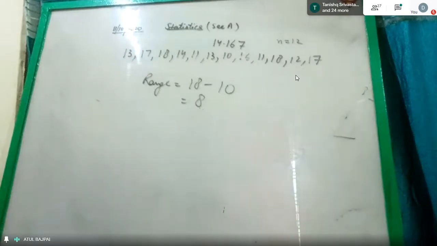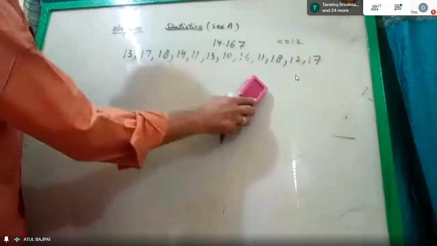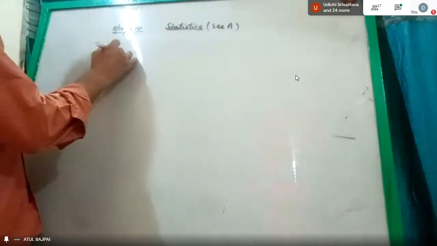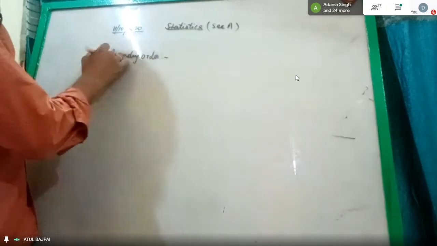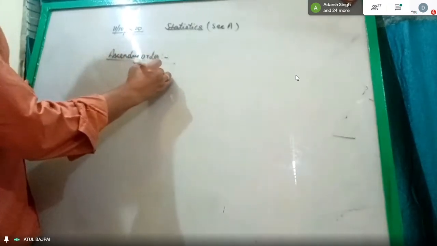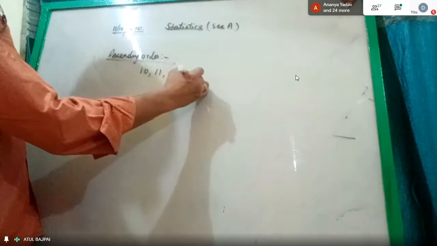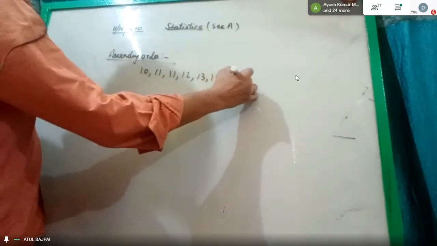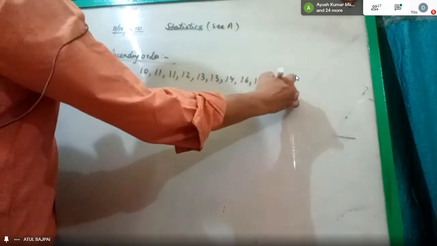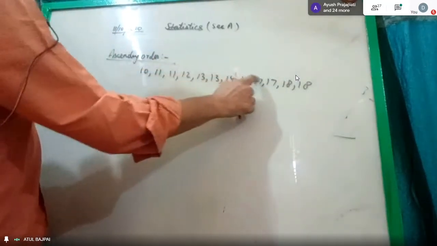Now coming to mean deviation about median. Let us find the median first. Tell me the ascending order, anyone, please. So we can find the median by that method. It will start with 10, 11, 11, 12, 12, 13, 13, 14, 16, 17, 17, 18, 18, 18. 1, 2, 3, 4, 5, 6, 7, 8, 9, 10, 11, 12.